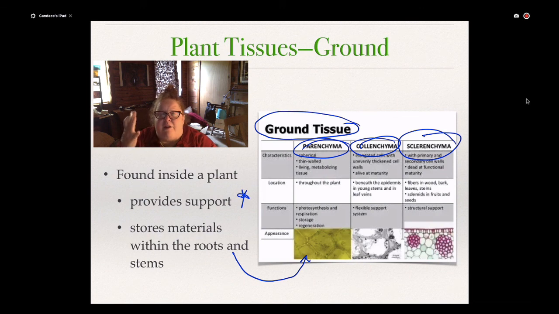This tissue also acts as a place for storage, and that's where those parenchyma cells come in. So we find this ground tissue throughout the plant, in certain parts of the leaf, in the stem, and certain parts of the root. One way to remember that is, when we think of being grounded, we're kind of connected, and so this ground tissue connects all through the plant. Hopefully that helps you remember ground tissue.